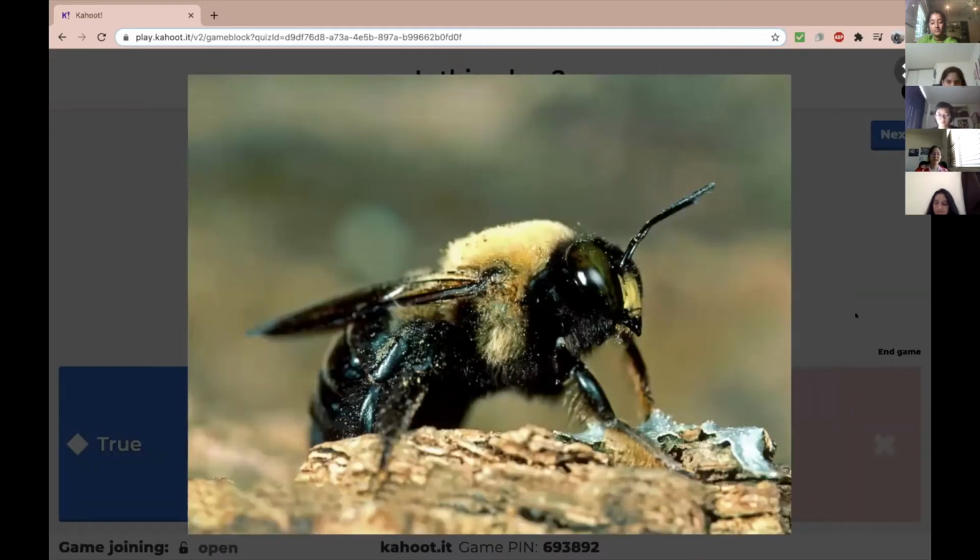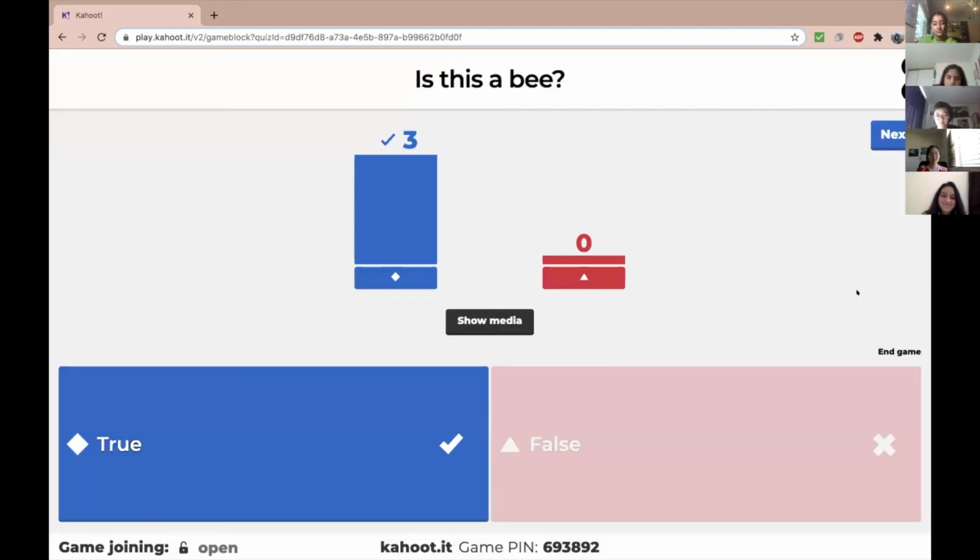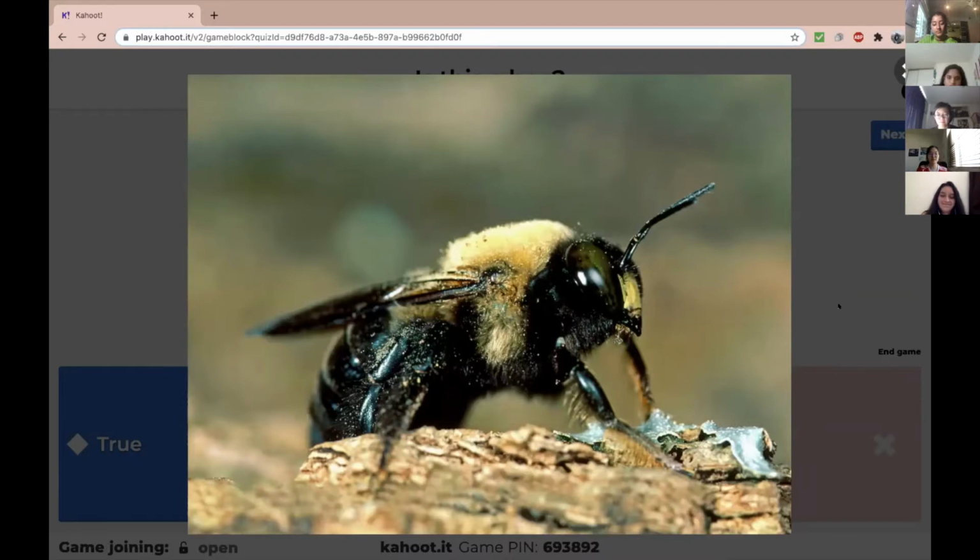So yeah, this is a bee and it's called the Carpenter bee. And they're these really big, fuzzy, black bees that kind of roam around California. So if you see a really, really big, fuzzy bee, then it's probably the Carpenter bee. And they're actually, I think, one of the biggest bees in California.